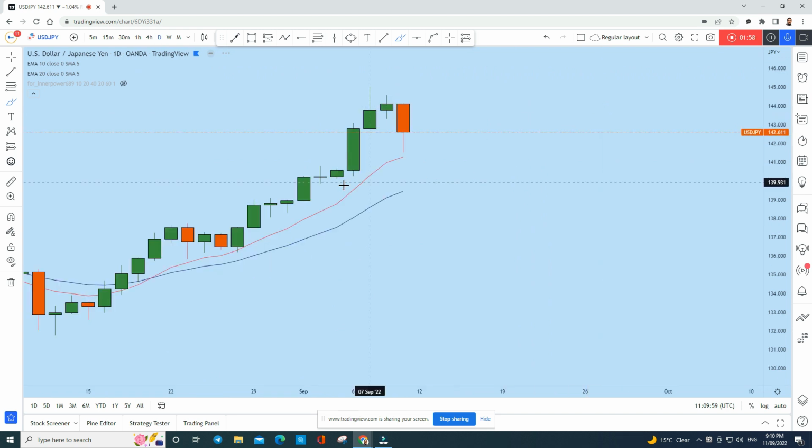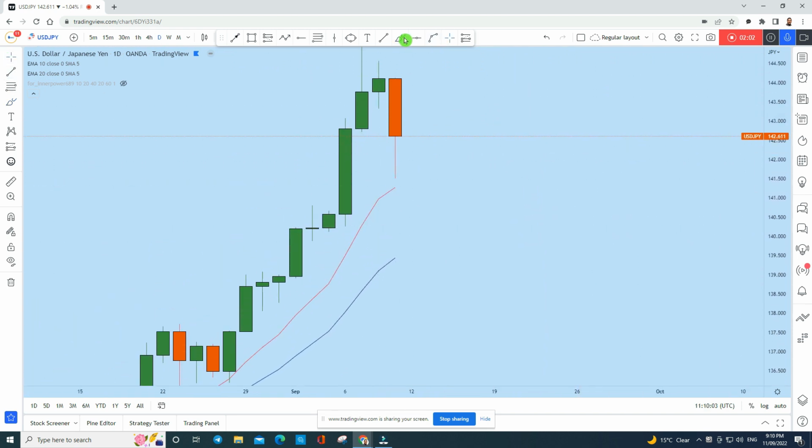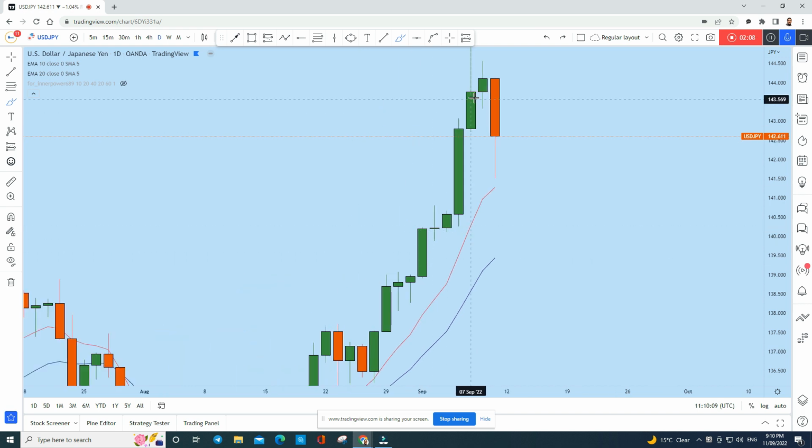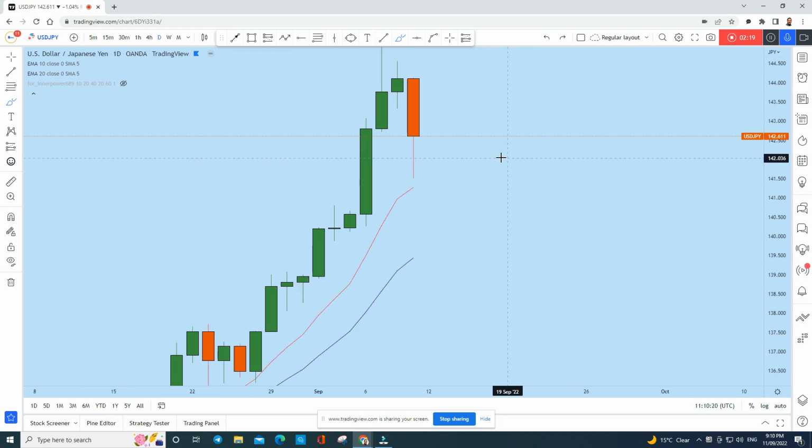Now, from the daily perspective, we have seen a daily candle that has a long wick at the bottom after a rejection to the downside, meaning that the buyers are buying in this zone. So we have seen a little bit of retracement. What I think is that in the new trading week, we might see a higher low created, and then we could see a push to the upside on dollar yen.